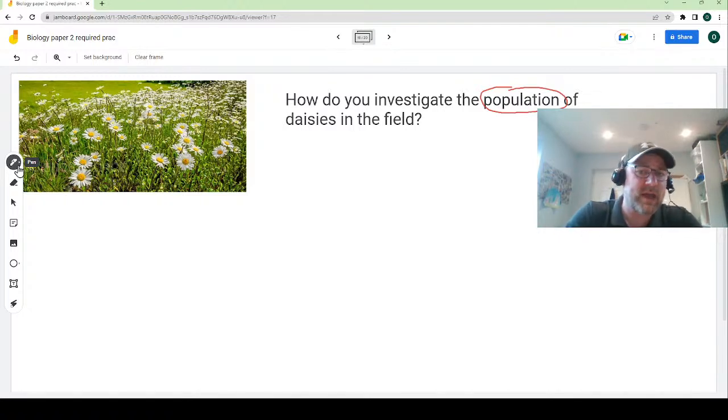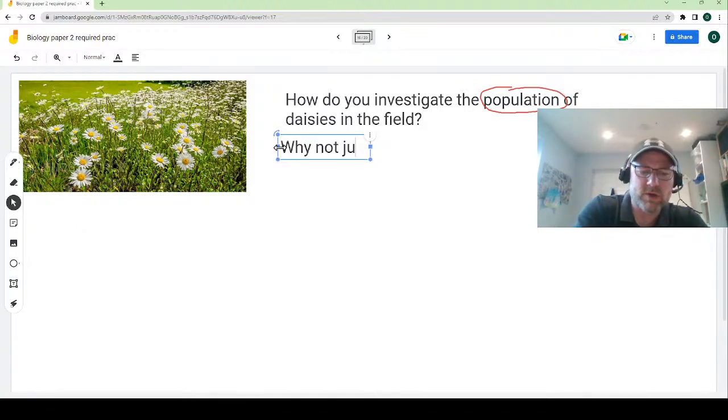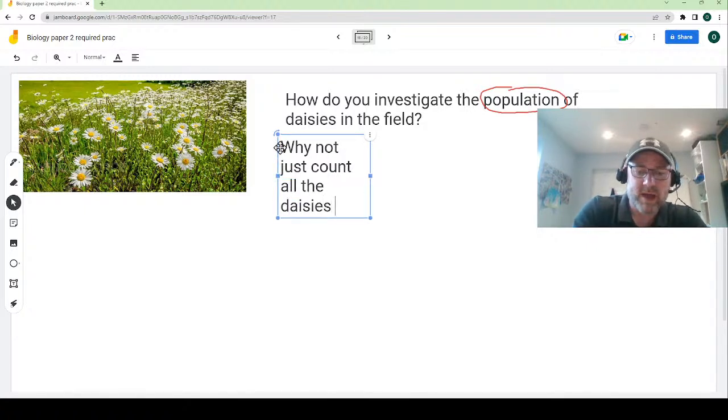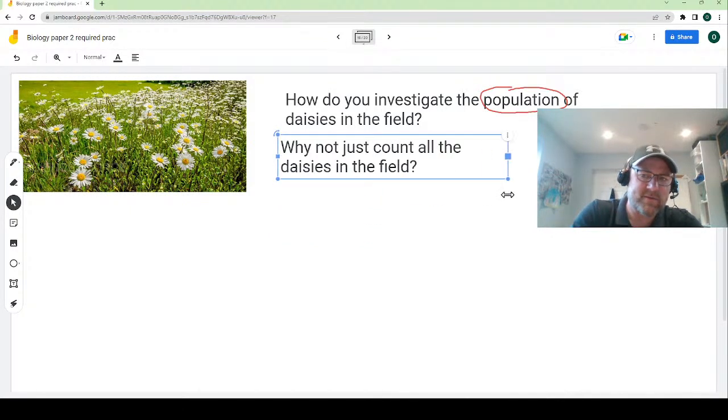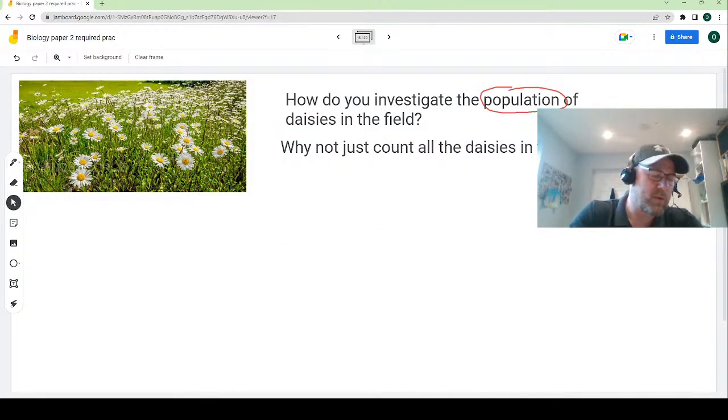So how do you investigate the population of daisies in a field? First of all, question is, why not just count all the daisies in the field? So why not just count the daisies in the field? If I want to find out how many daisies are in the field, why don't we just count them?